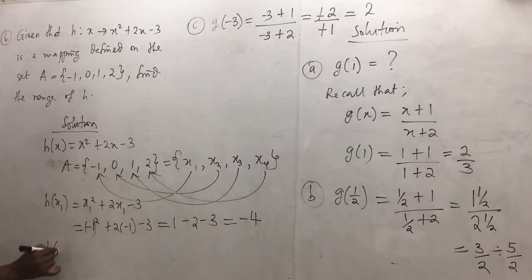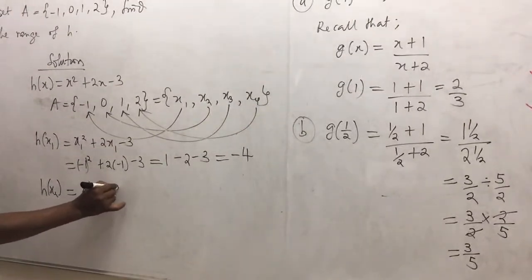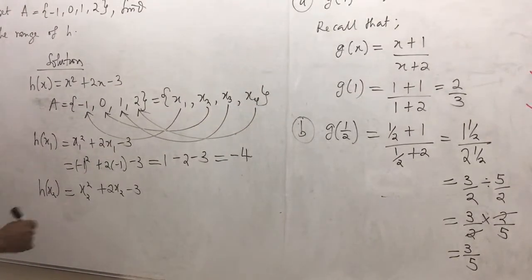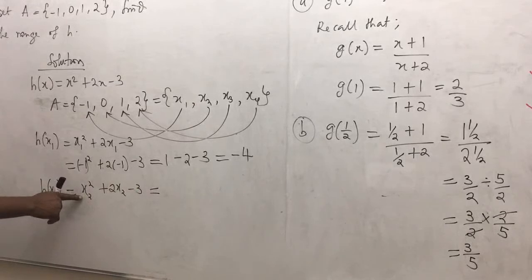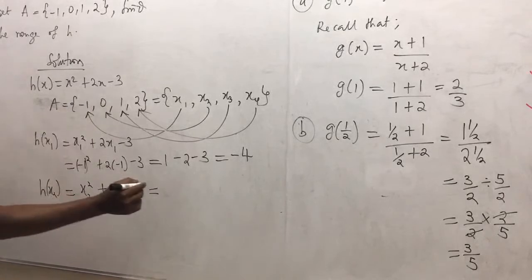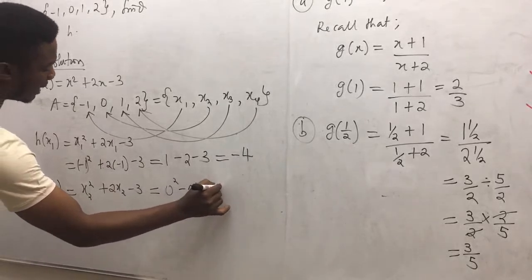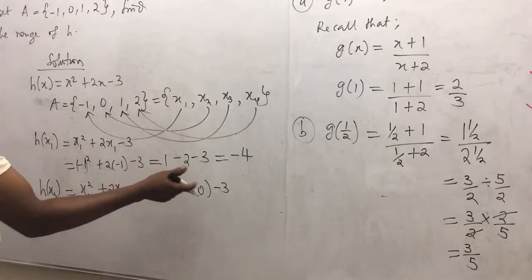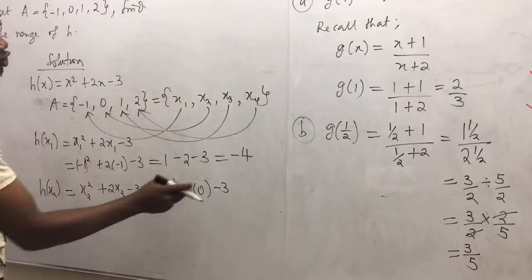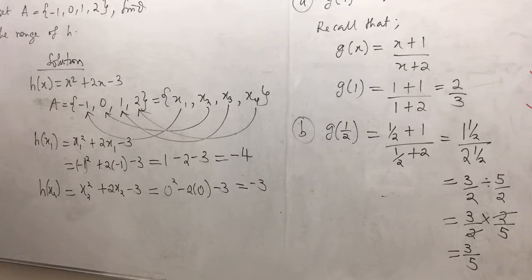Now I will go over to h of x2. h of x2 will be x2 squared plus 2x2 minus 3. And when you get this done, the next thing you now do is to put in place of x2 whatsoever x2 is. And we are told that x2 is 0. So this will be 0 squared plus 2 times 0 minus 3. Now, 0 squared is taken to be 0. 2 times 0 will be taken to be 0. So you will be left with an answer minus 3. So h of x2 is minus 3.